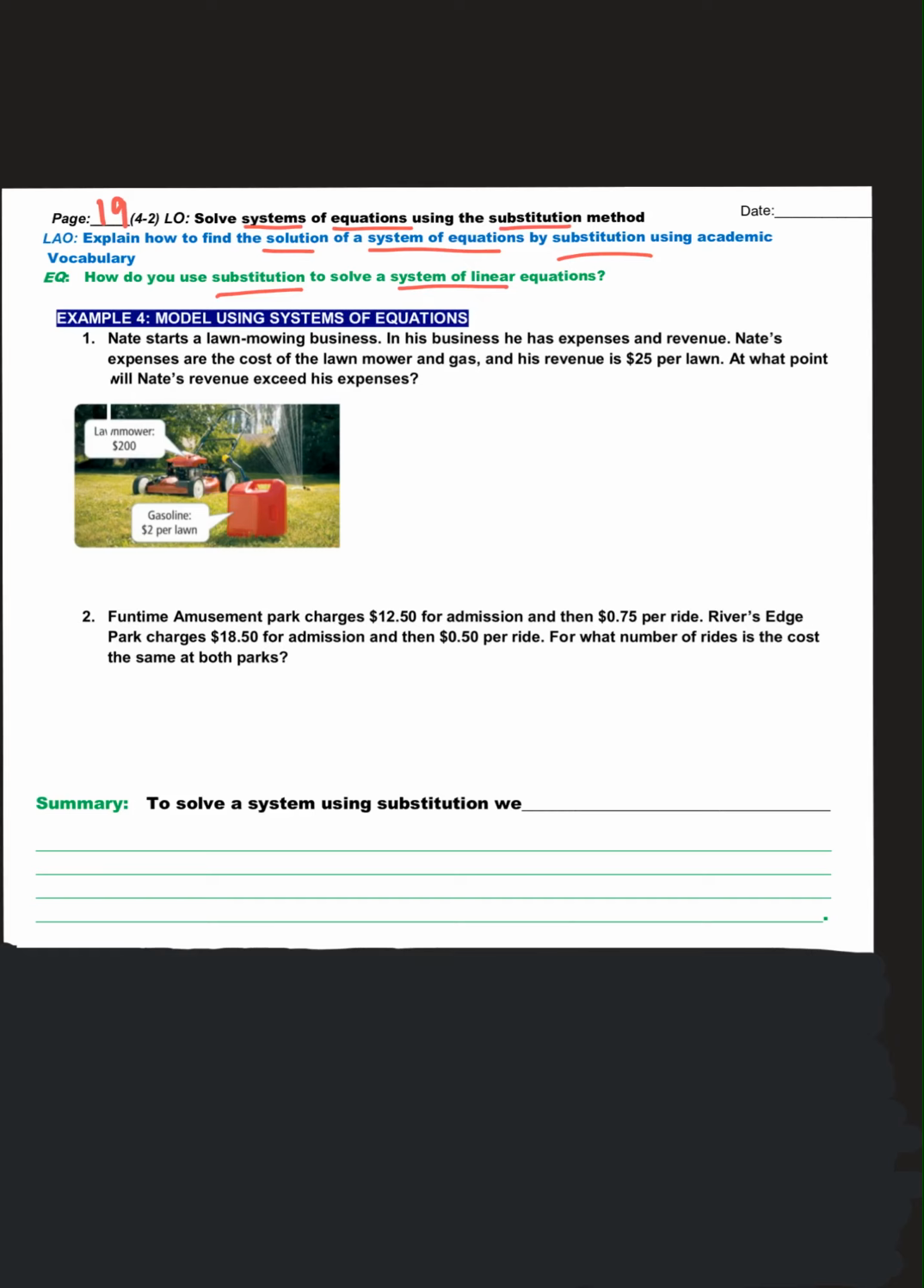Those were just some reminders. Now we're going to move on to example 4, which is our word problems. So the first thing that we're going to do is a clean read of this word problem, and then we're going to mark it up.